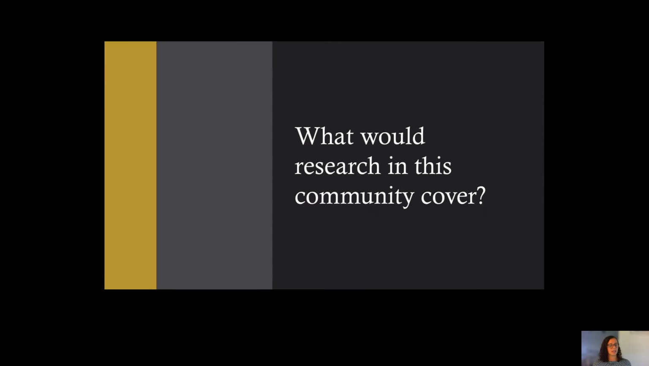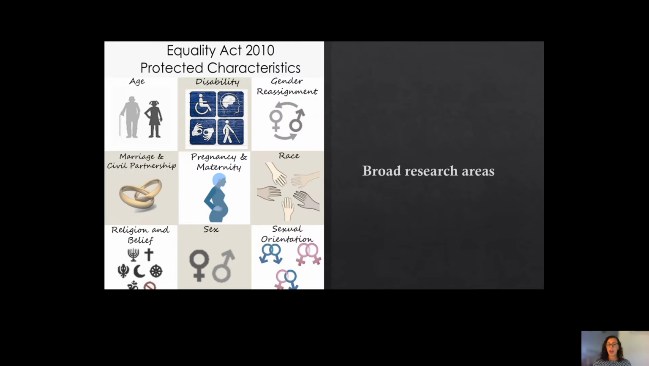So what would research in this community cover? It can cover a lot. Predominantly, some broad research areas might be some of the protected characteristics. So you might look in your subject area at how you cater for students with a disability. You might look at disability policies within school. What does equality and diversity mean if you have a disability in your school? Or are they just simply buzzwords?